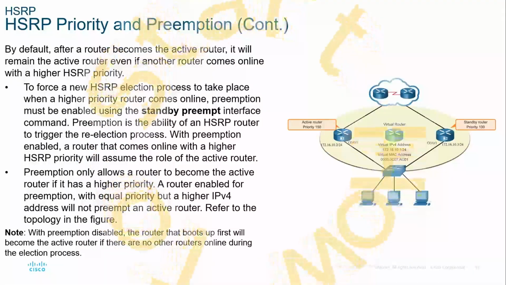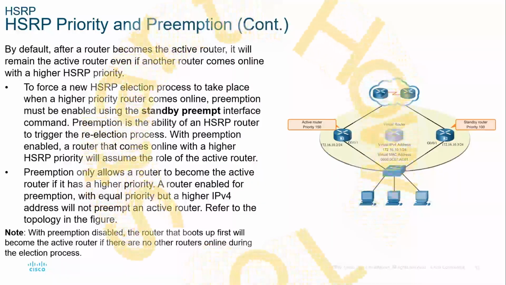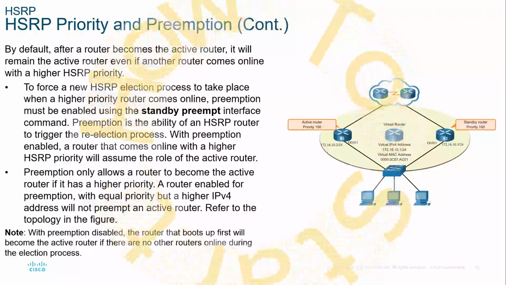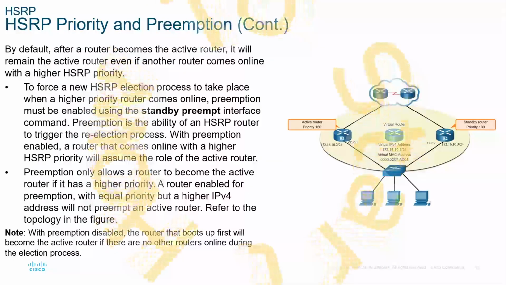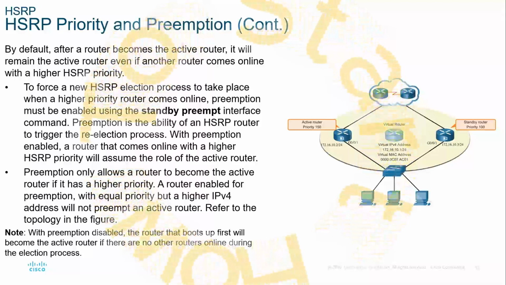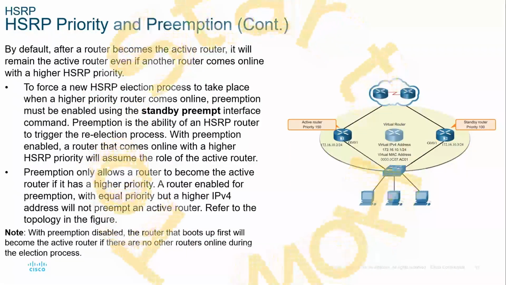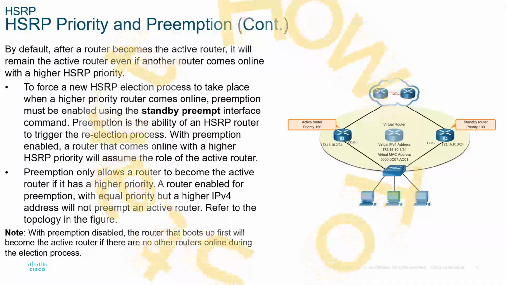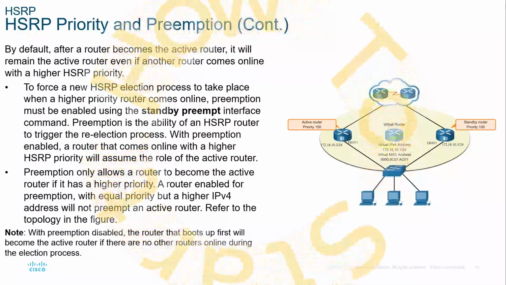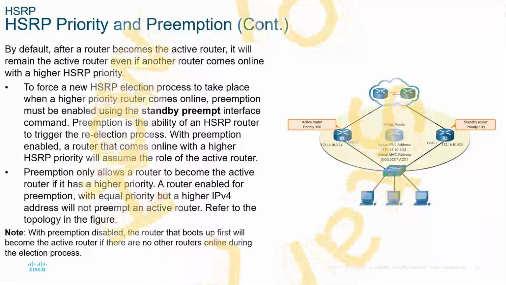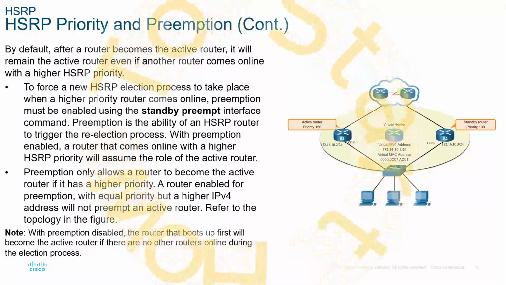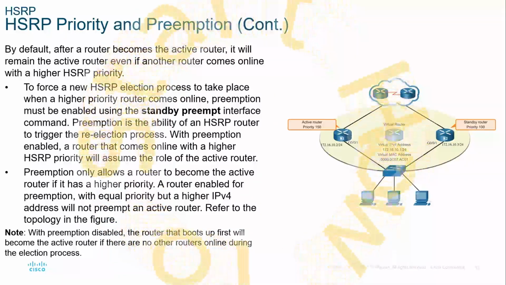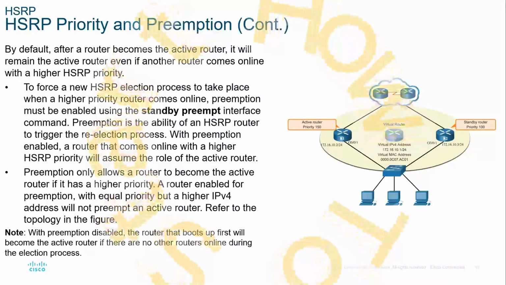The next concept is what's known as standby preempt. By default, an active router becomes the active router. Period. It remains active even if another router comes online with a higher priority. The active router is the active router. Period. What's interesting is we can force new elections by enabling the standby preempt interface command. Preempt is basically the ability of an HSRP router to trigger the election process.